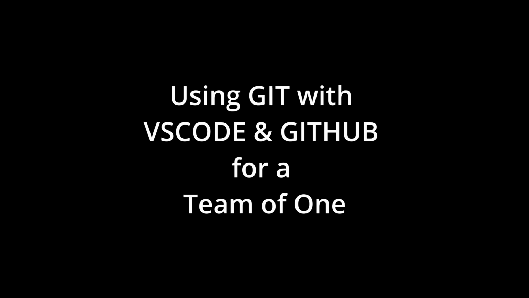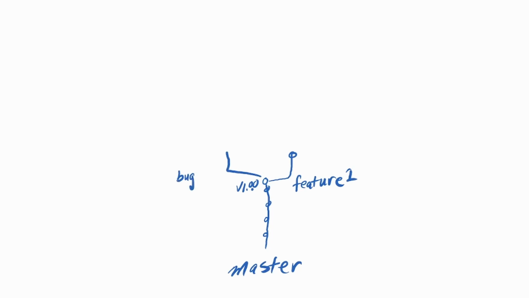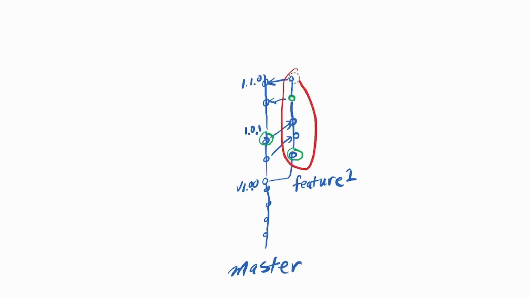Hey folks, so today I'm going to show you everything you need to work with Git and GitHub when you're working on a project by yourself. Well, I said everything, but I'm sure I missed something, so please leave me a comment if I did. We are going to use Visual Studio Code's built-in Git functionality because I personally don't want to memorize Git commands or have to look them up.